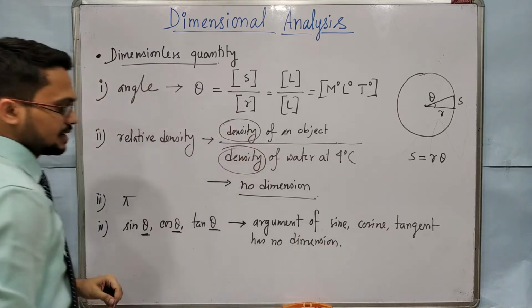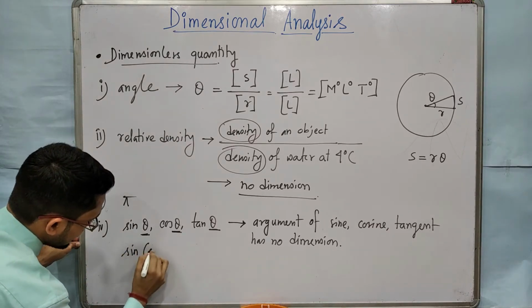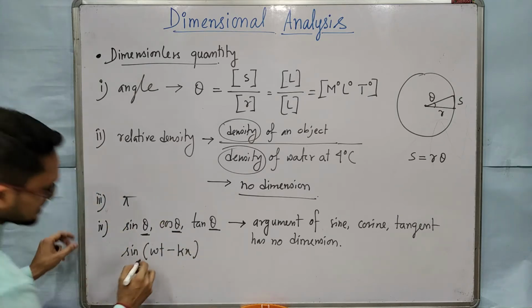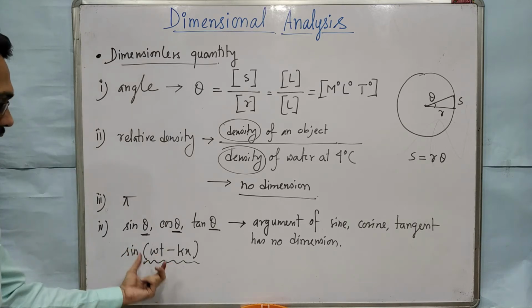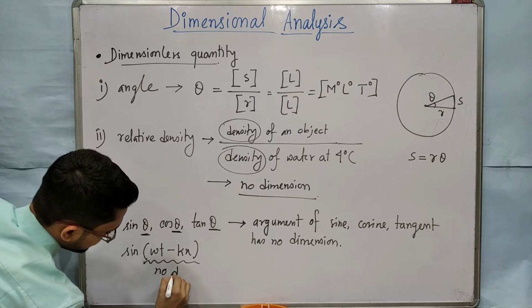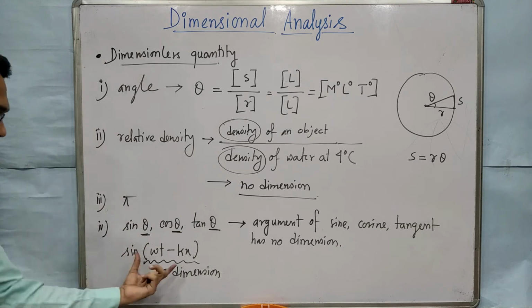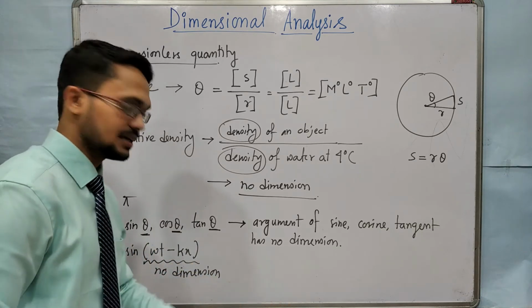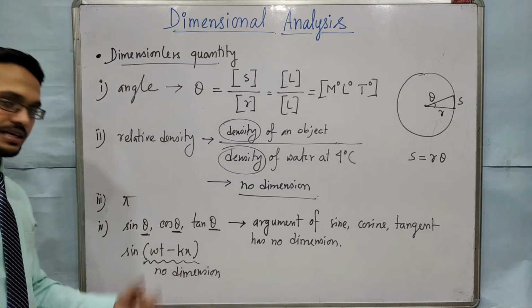Understand? Suppose in an equation you get this kind of thing, sin of omega t minus kx. Then after sine, this bracketed term is the argument. An argument has no dimension, that means this quantity has no dimension. This we will practice, how to derive these quantities. There are a little bit tricky problems and tricky solutions, so we will see how to solve.